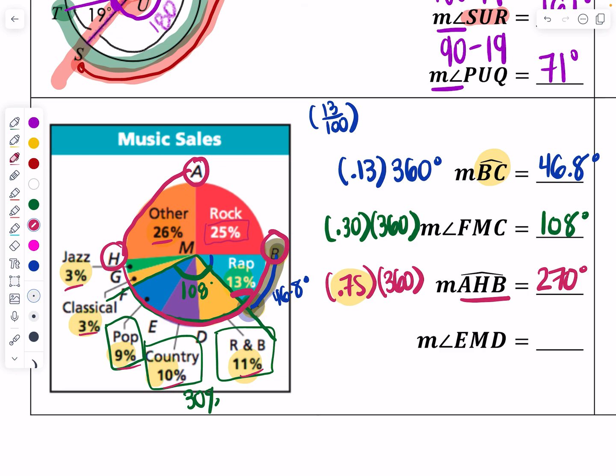Okay? And then last but not least, what is the measure of angle EMD, the central angle, E to M to D? So what category is that? Country. If we want to figure out what percent of the circle is country, I'm going to do 10%, which is 0.10, times 360, and let's see what this angle is. That is going to be 36 degrees. So not only is this in the country category, and not only is the central angle 36 degrees, the measure of arc ED would also be 36 degrees.